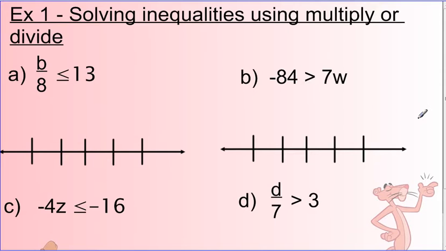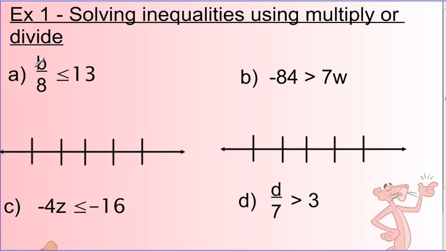Now, there's only one difference you're going to find in solving these inequalities versus equations. There's one small trick that's going to happen, and it only happens when you multiply or divide by a negative. We're going to see that in letter C is the first problem we're going to see this trick happen. So let's get through A and B, see how they're just like normal, and we'll see how letter C is different.